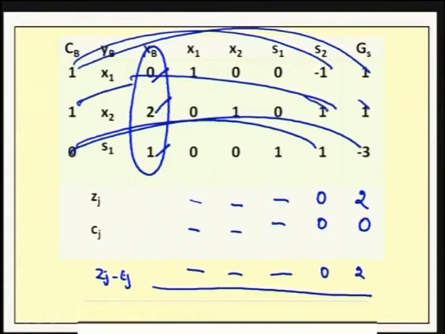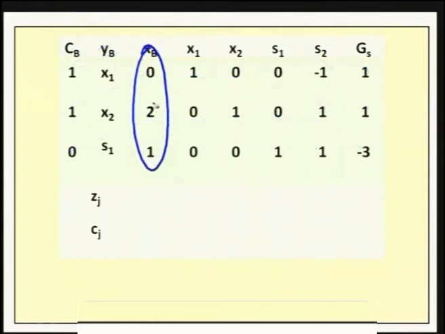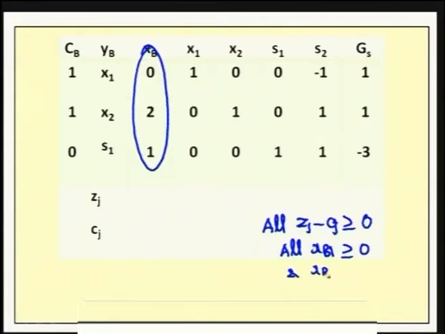So, in this problem, since all Zj minus Cj are greater than or equal to 0 and all xbi values are non-negative and integer, the optimum solution to the given integer programming problem is obtained.